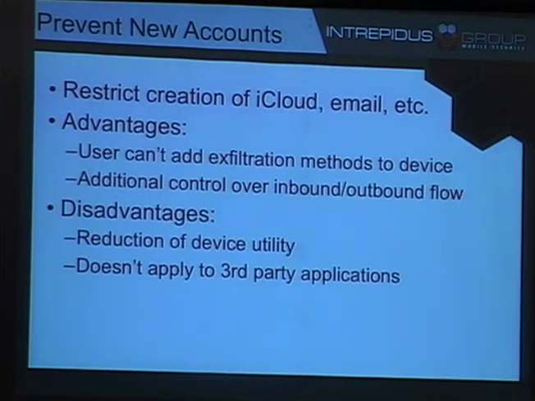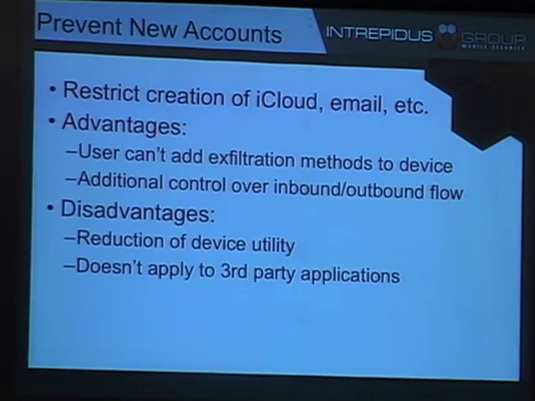There's a feature that showed up, I believe this was in iOS 5, you have the ability to restrict creation of different accounts on the device. Remember, one of the simple user mistakes that you can make is accidentally sending something out through the wrong email. This is useful to help reduce the possibility of that mistake. So the advantage is the user can't deliberately add their own exfiltration methods. They can't add Gmail, they can't add Hotmail, they can't do things like that. It gives you an additional control over the inbound and outbound flow.